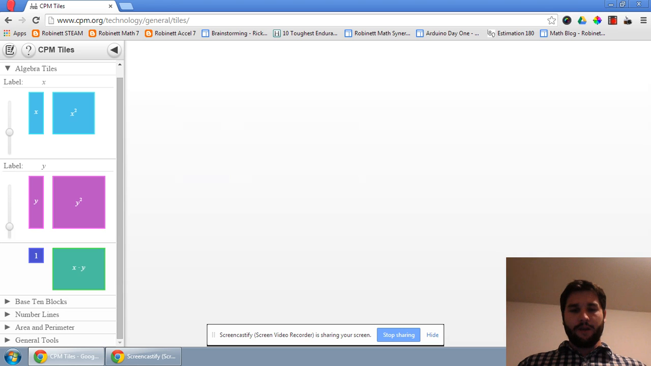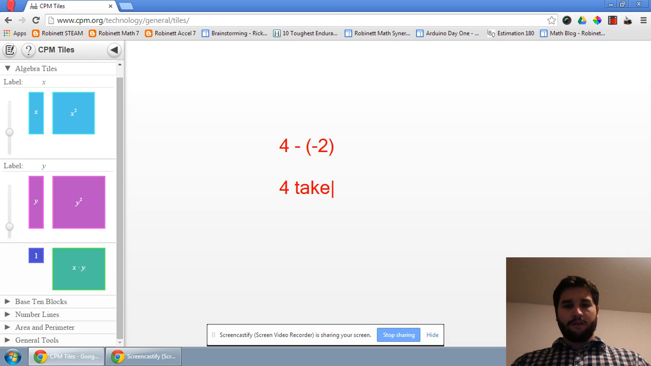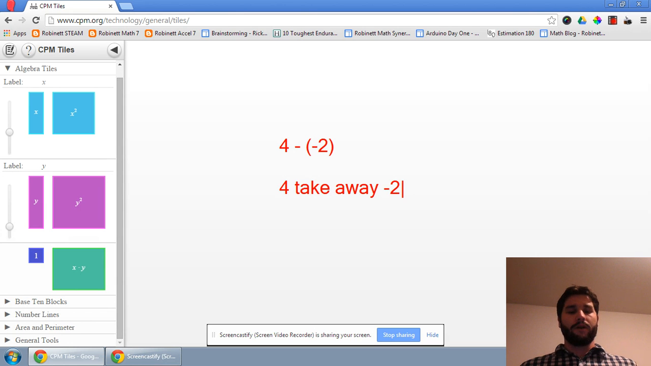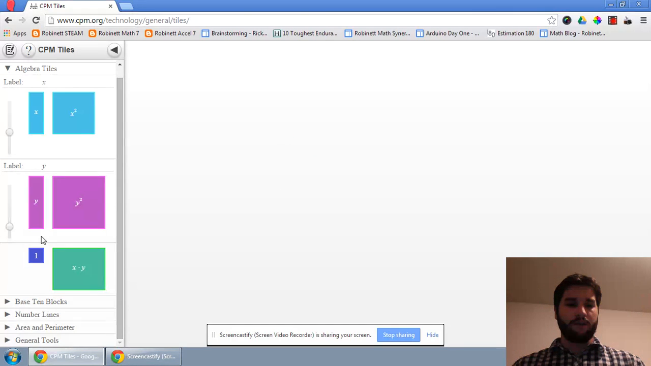Suppose I am given the problem 4 minus -2. Okay, in this problem I'm going to start with +4, and I'm going to take away -2. Okay, we can already see, if you visualize this, if I start with +4 and I'm trying to take away -2, I'm not going to be able to do that. There's not going to be any negatives for me to take away. So I know right off the bat that I'm going to need to make some extra 0 pairs. Okay, 4 take away -2.